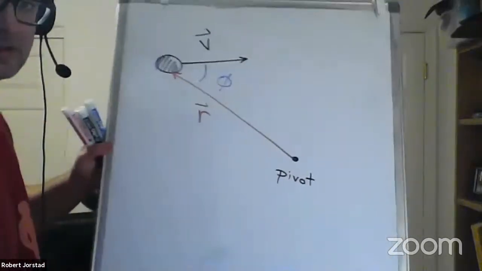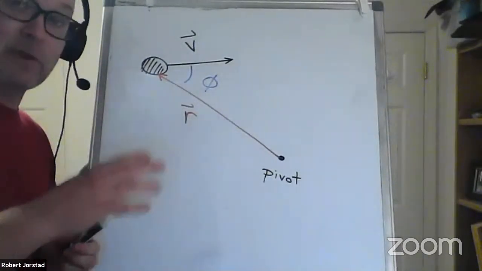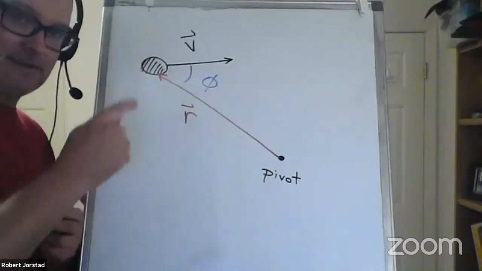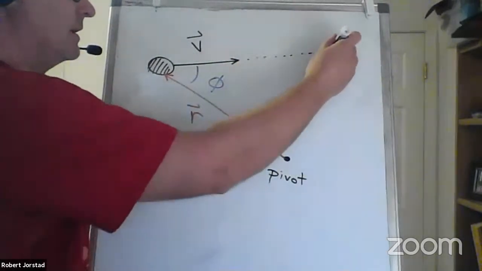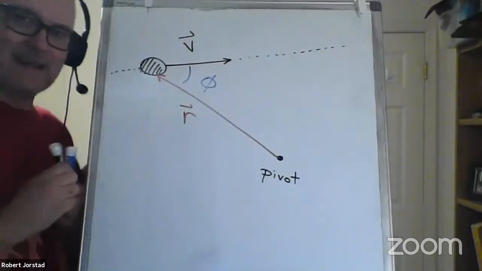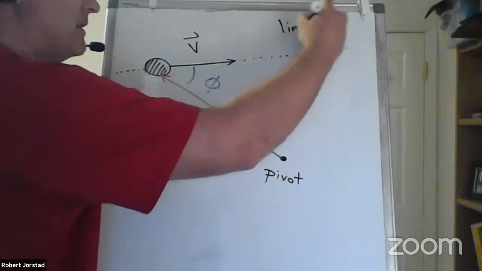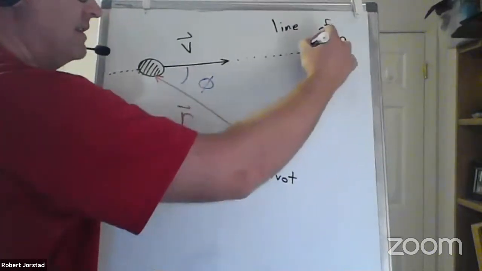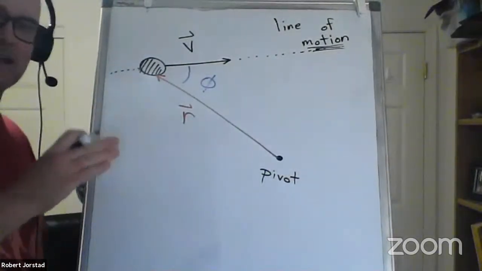Now in this case, this is not the same as the last chapter where we had a force and an r vector. This is a velocity. So I'm going to draw a line through that velocity vector. And I want to be clear, this is not the line of action. I would call this the line of motion. A line of action runs through a force. This is not the same thing.